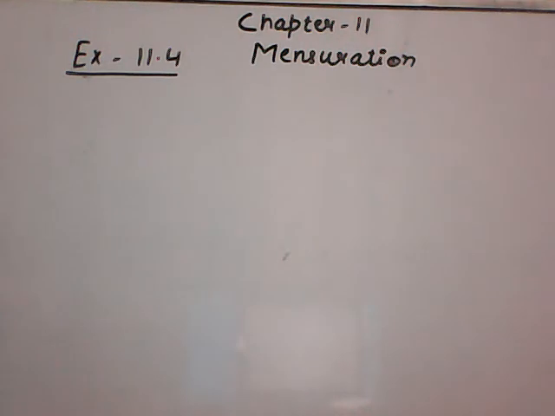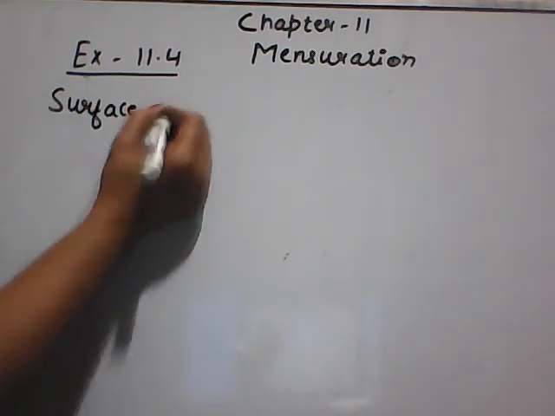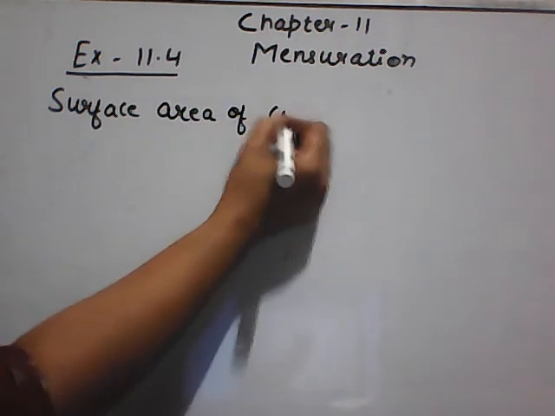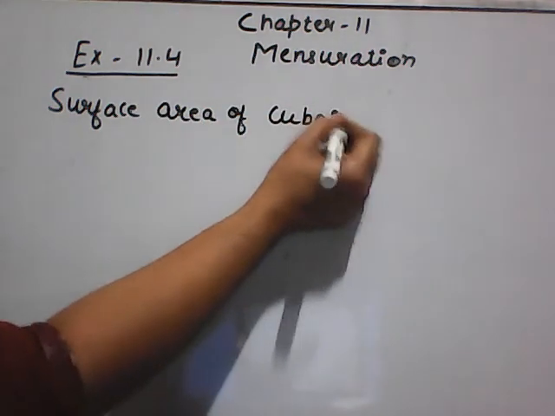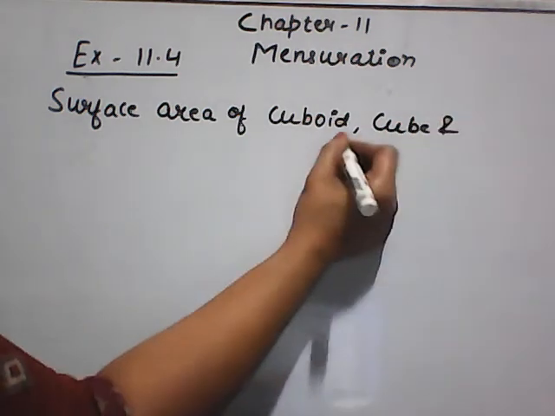Good morning, students. Let's continue our chapter 11, and the name of the chapter is mensuration. Today we are going to discuss exercise 11.4. In this exercise, we will learn about the surface area of cuboid, cube and cylinder.